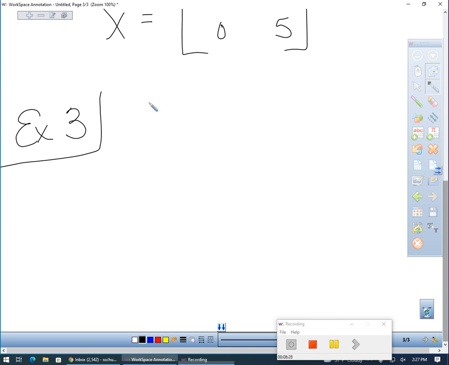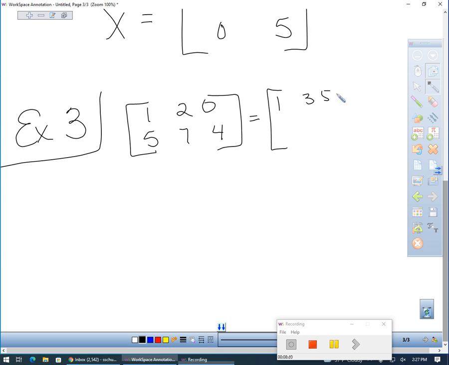Let's say I have the matrix 1, 2, 0, 5, 7, 4 equals 1, 3, 5, 9, 1, 2, minus x. Again, we got to figure out what x is. It's a number. It's actually more than one number. Right. We're going to do the exact same thing we just did, solving for x. And our answer has to end up to be a 2 by 3.